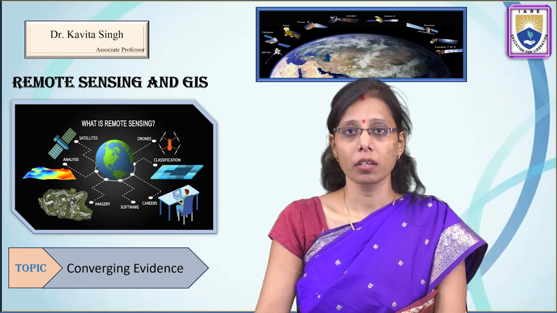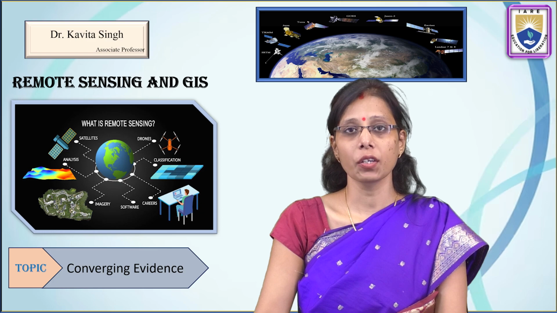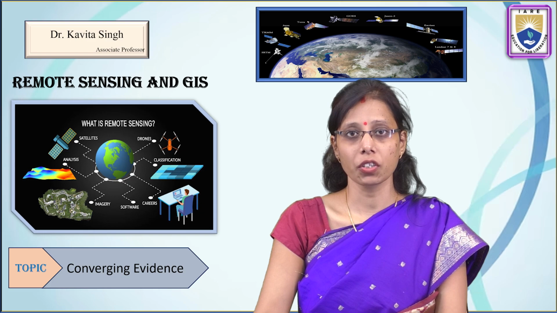So today our topic for discussion is converging evidence. In the previous lecture we discussed visual interpretation techniques: how an interpreter can interpret an image, get useful information out of it, and then convert it into output. So how to read an image, how to identify the object from the image, all that we discussed in the previous lecture. In this lecture, converging evidence is also related to visual interpretation.